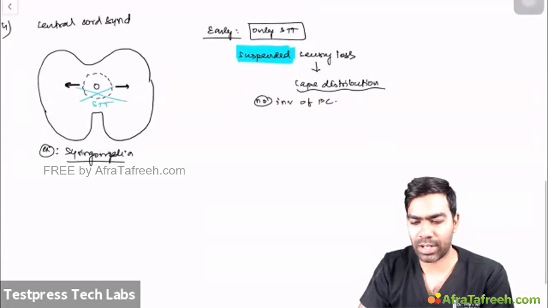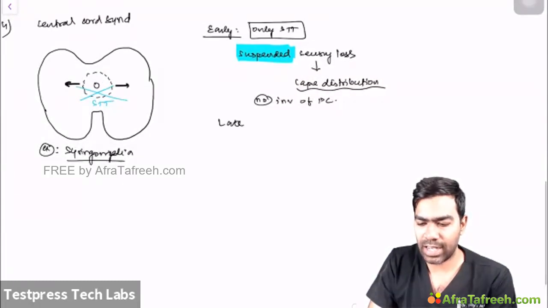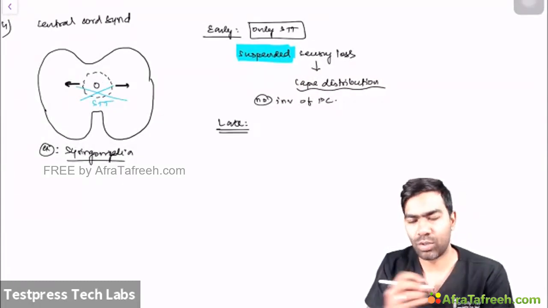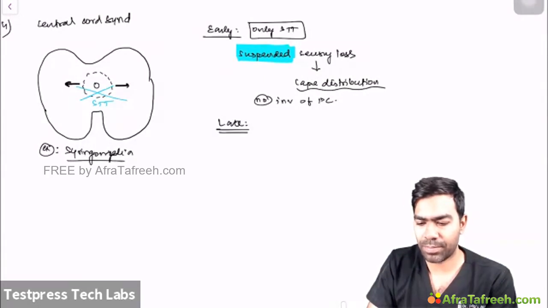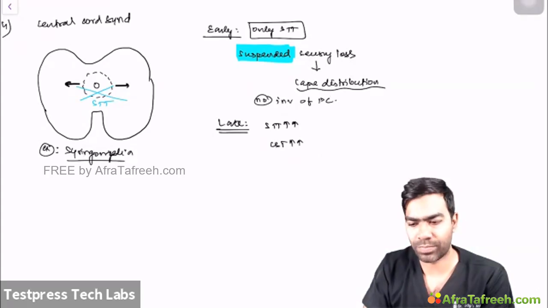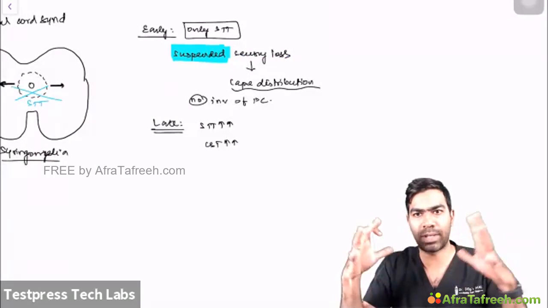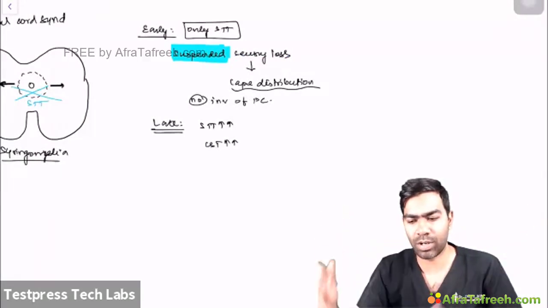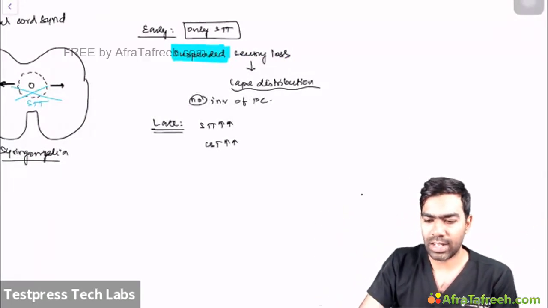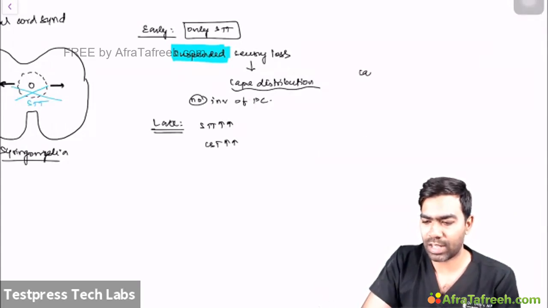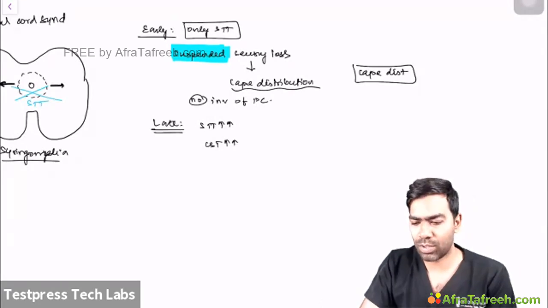So the spinothalamic tract will be affected. In late stages, slowly, the STT involvement will increase, and you will start having the corticospinal tract involvement also. That's what is going to happen as the pathology around it keeps increasing over a period of time. Initially, you have cape distribution of sensory loss. Later on, slowly, there will be a complete sensory loss.